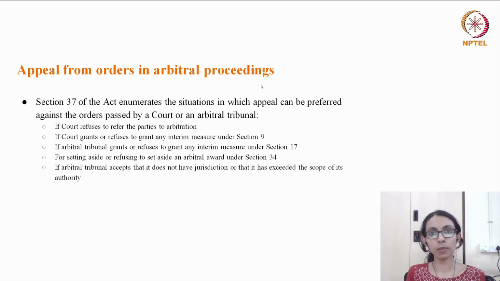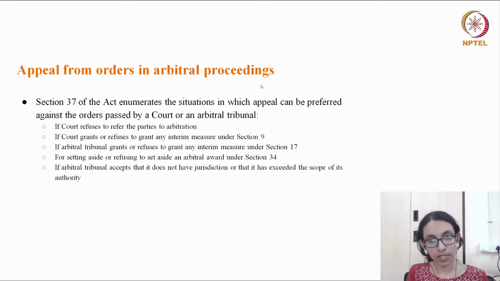So, certain orders may be passed by ordinary courts and certain orders may be passed by arbitral tribunals. With respect to these, Section 37 of the Act enumerates the situations where an appeal can be preferred before the ordinary court. So, if the court refuses to refer the parties to arbitration, or if the court refuses to grant any interim measure under Section 9, then an appeal can be preferred against that order before the appellate court.